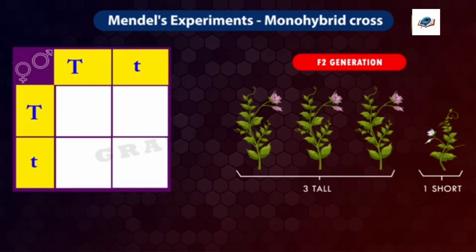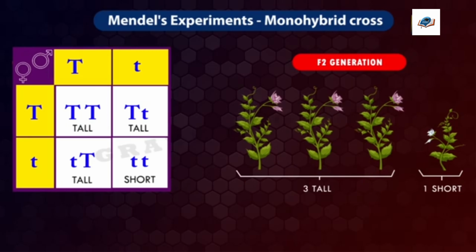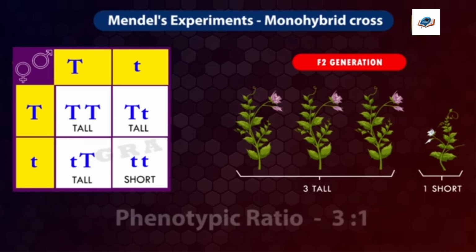The possible combinations of the F2 generation are like this: capital T, capital T; capital T, small t; capital T, small t; small t, small t. So here, out of these 4 possible combinations, 3 of them are tall and 1 is short. So the phenotypic ratio of the F2 generation is 3:1. Phenotypic ratio means the ratio based on the physical appearance. This is the outer appearance.